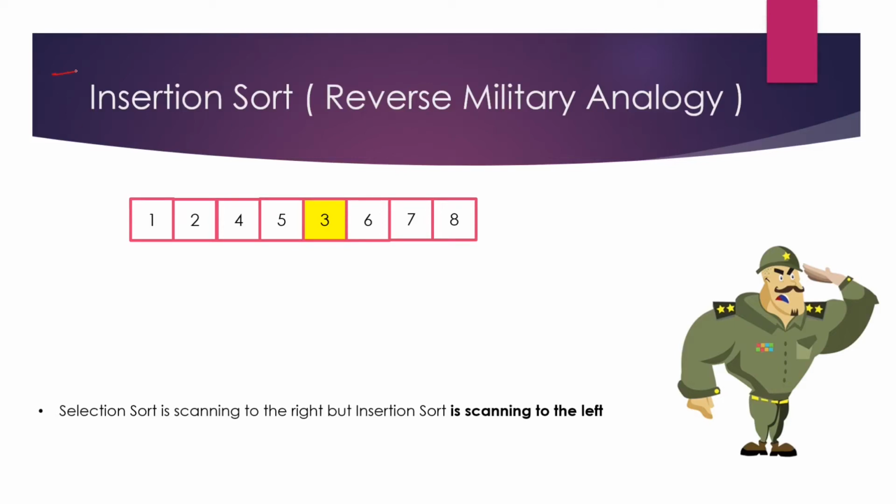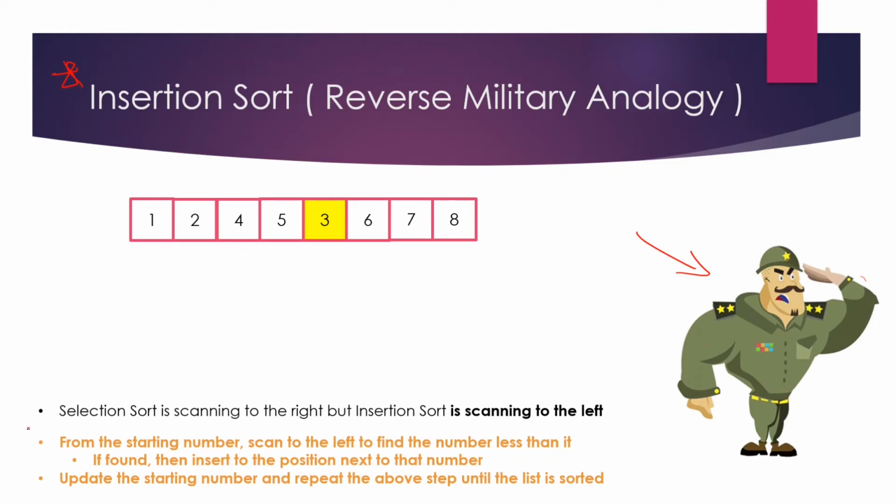So now let's talk about insertion sort. As we know before, selection sort is scanning to the right in order to find the smallest number, but insertion sort is actually scanning to the left. Therefore, I'm gonna call the insertion sort the reverse version of our commander analogy. So our commander right here, as you can see, is gonna look in a different direction than the one in the selection sort. And this is the algorithm of insertion sort.